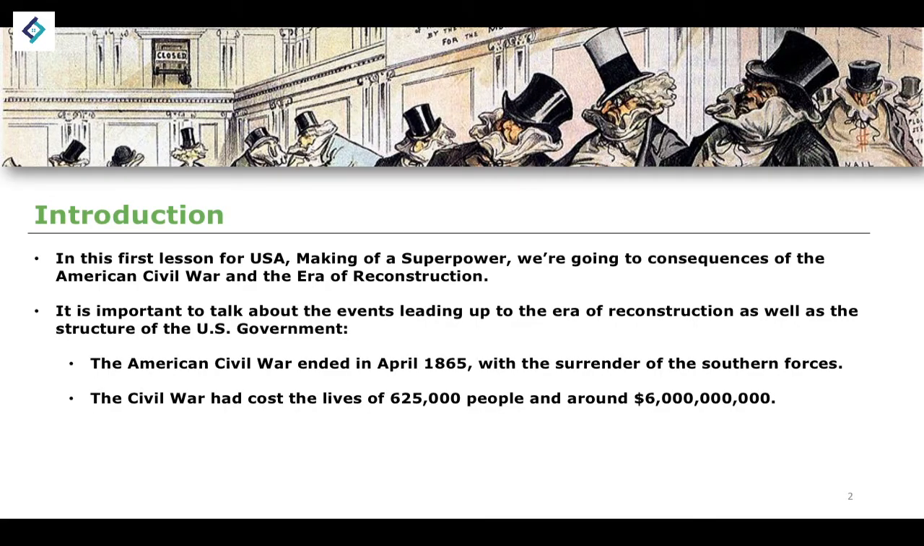The Civil War was the most costly in terms of lives of any conflict that the United States has ever been involved in. Around 625,000 people died, and around $6 billion in terms of revenue was lost as a result.